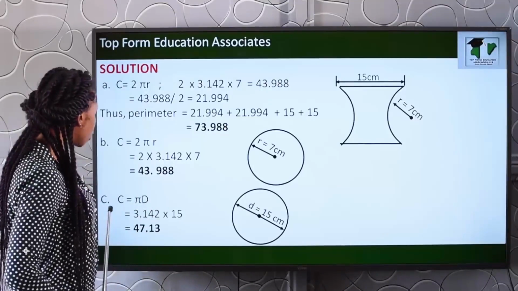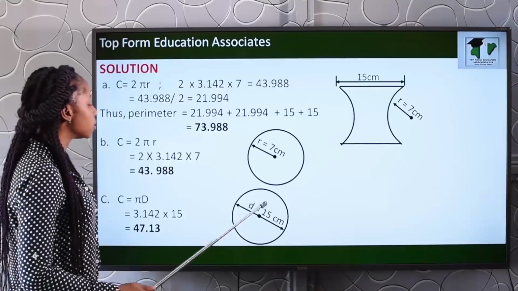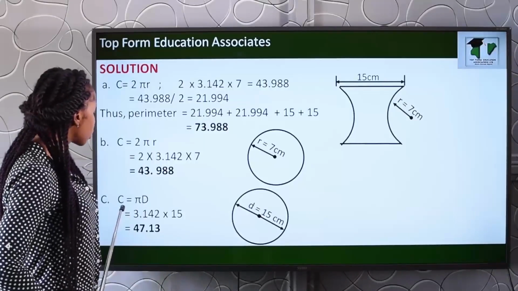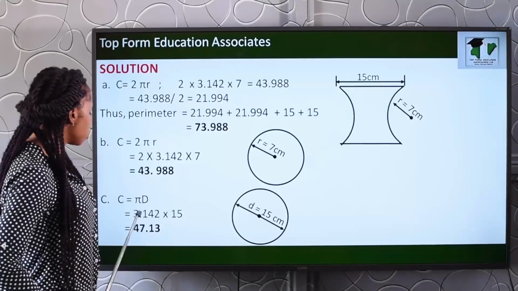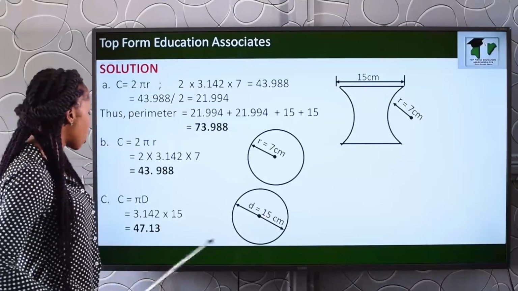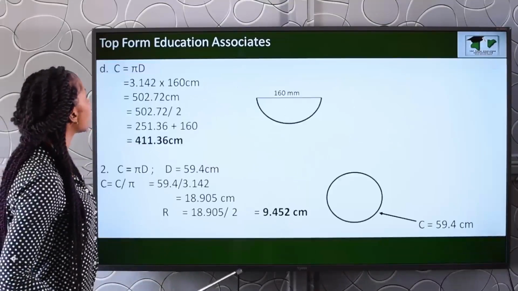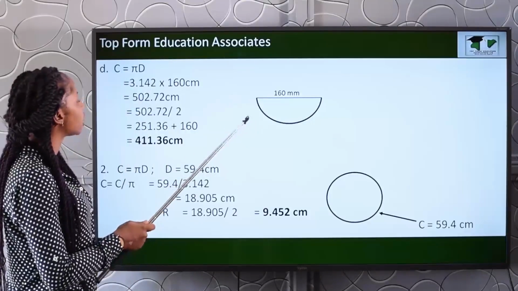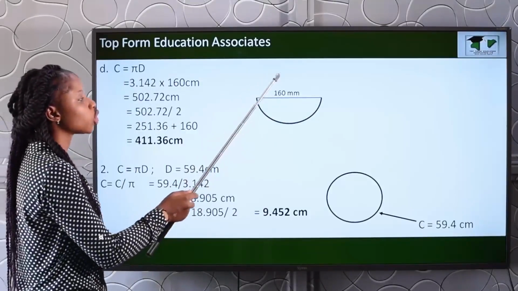Now, the C part of the question, we're also asked to find the circumference of this circle given the diameter. And the formula for looking for the circumference of a circle when the diameter is given is pi d. So pi is the constant 3.142 multiplied by the diameter, and we have our answer as 47.13. I hope you got that correctly. Now, the D part, we're asked to look for the circumference of this figure. Now, look at this figure very carefully. You will see that it is not a complete circle.